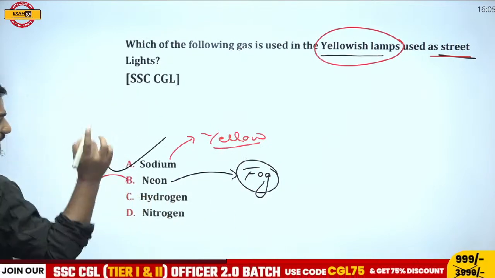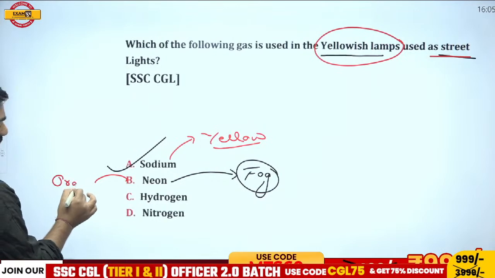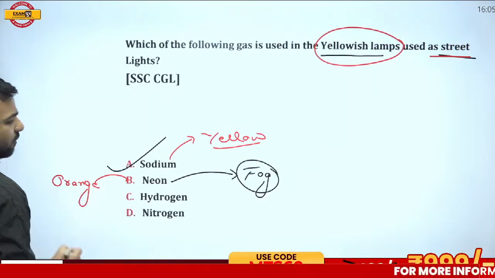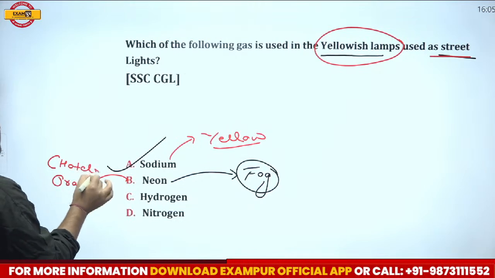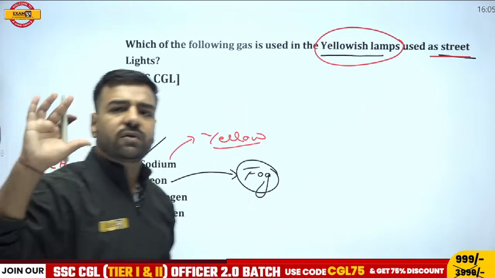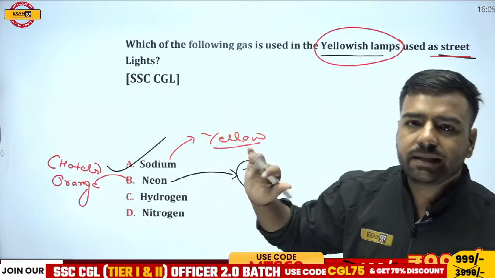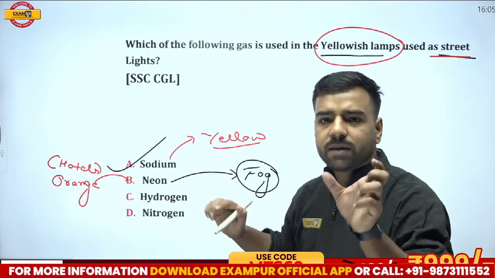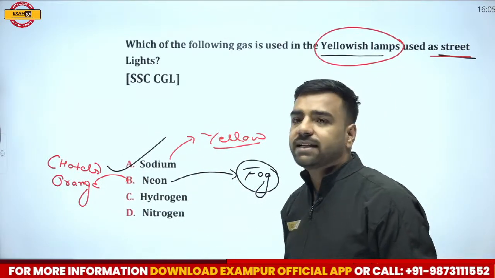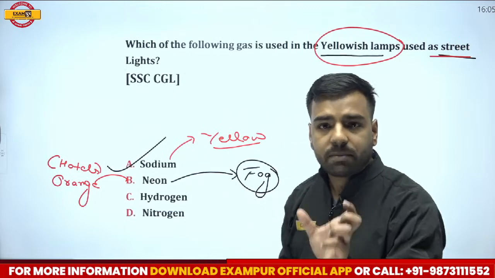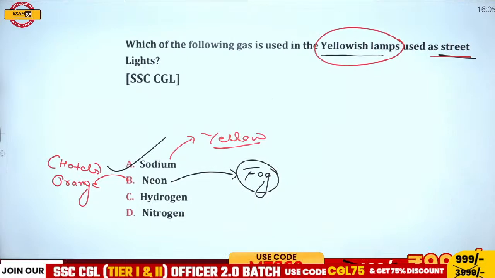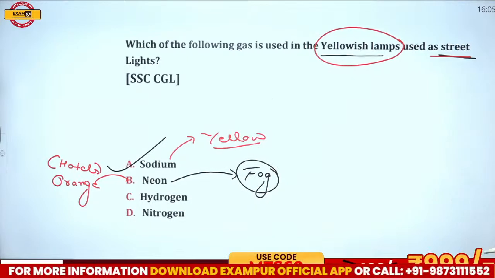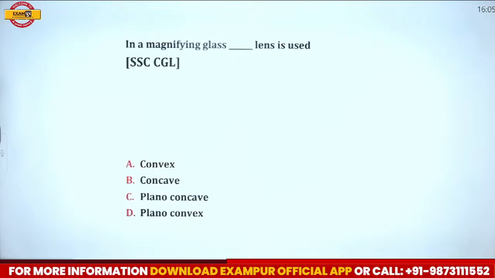But if I talk about that reddish color, or that orange color, that is neon, which we use in the hotels, for the hotel lights, where we have those hoardings and all, where the hotel's name is displayed. Please remember, there's a difference between the two, okay? And the main feature of this neon light is it can even penetrate through the fog. But for the gas used in the yellowish lamps in the street lights, that is your sodium. So we have discussed one of the questions here.